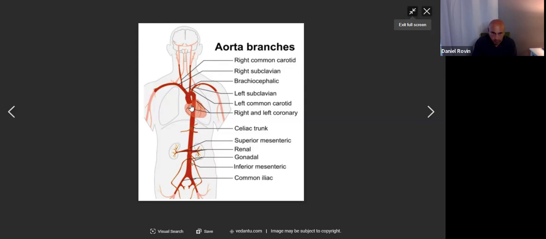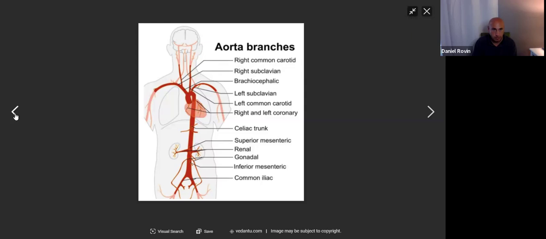Now, what I want you to do very first is look at the heart and see right here coming off the aorta, where the hand is on the screen, is the right coronary artery. And on the other side, somewhat obstructed by the drawing, is the left coronary artery, which comes around and feeds the heart. Those are the first two branches.